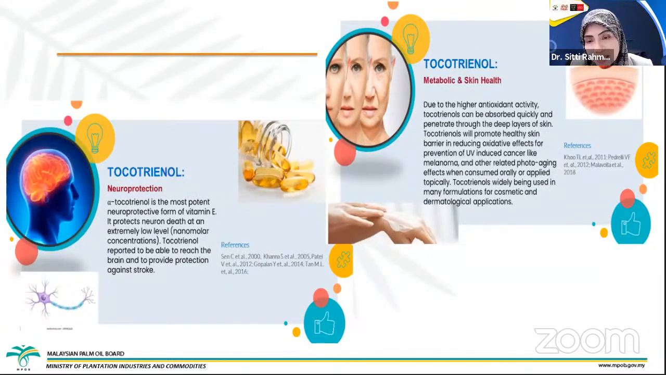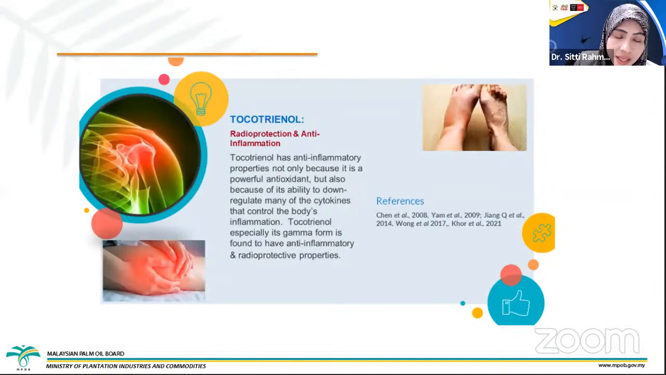For metabolic and skin diseases, because of its higher antioxidant activity, tocotrienol can be absorbed quickly through the deep skin layer. It also helps promote a healthy skin barrier by reducing the oxidative effect, which prevents UV-induced cancers such as melanoma and other related photoaging effects, whether you consume it orally or apply it topically. Tocotrienol is being used in widely applied formulations such as cosmetics and dermatological applications.